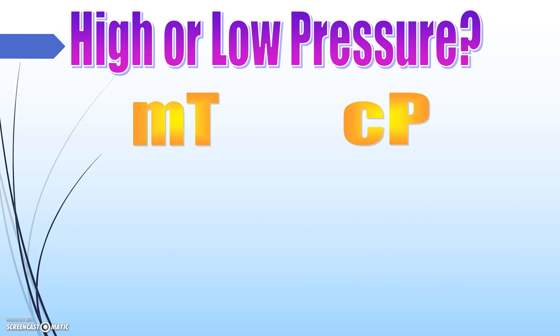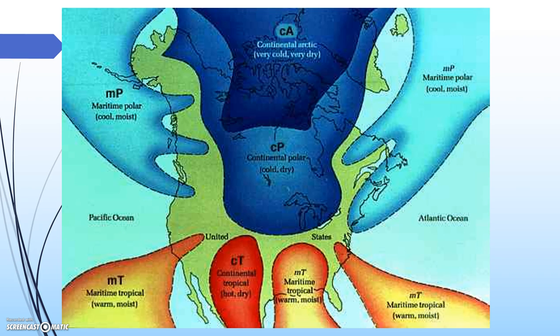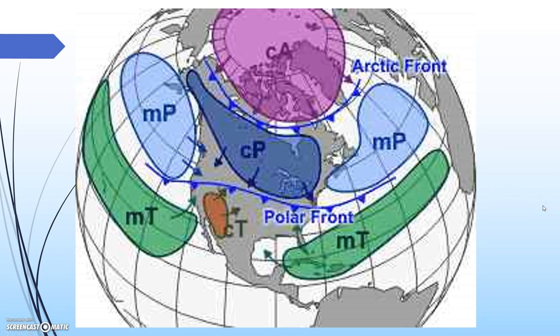Do they associate with high pressure or low pressure? If it's tropical air, that means it's low pressure. If it's cold air, like polar air, it is higher air pressure. This map shows the type of air masses, where they originate, and then where they move to. Again, different air masses from where they originate and where they move into.